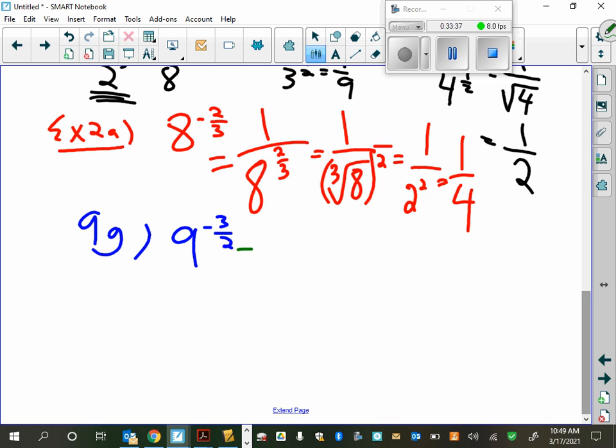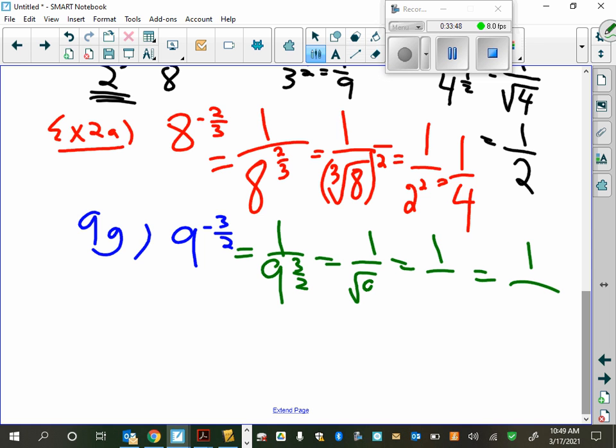Hopefully you wrote down 1 over a whole bunch of times. 1 over 9 to the positive 3 halves, which is 1 over the square root of 9, all cubed, which is 1 over 27. If you want to just cross it out and put 3 cubed equals 27, I'm okay with that. You're going to get 1 over 27, but you have to show me how you get it, okay?